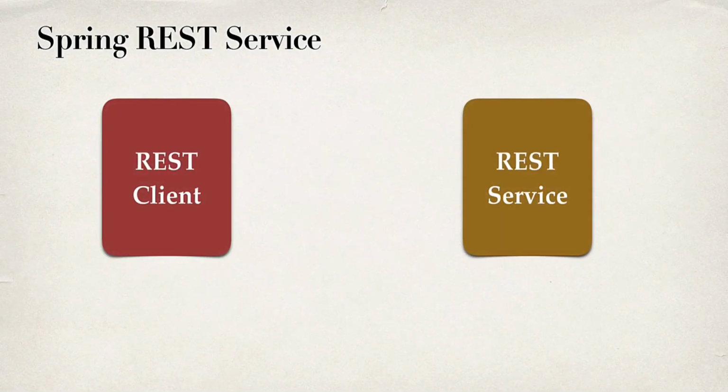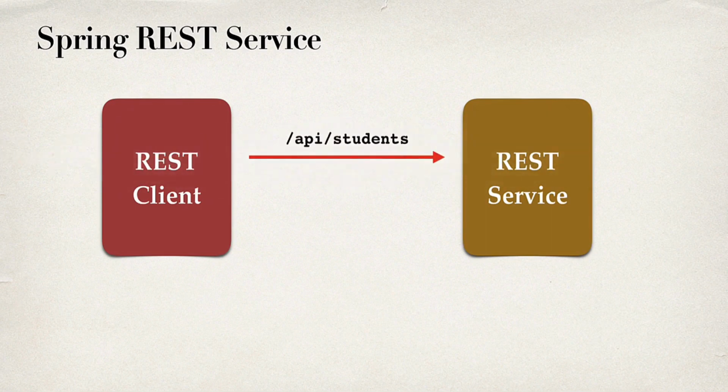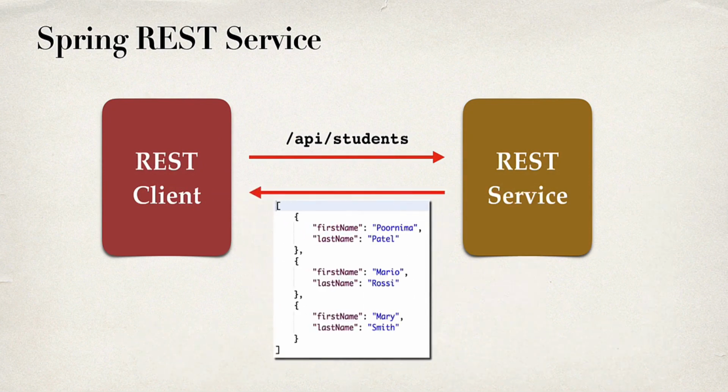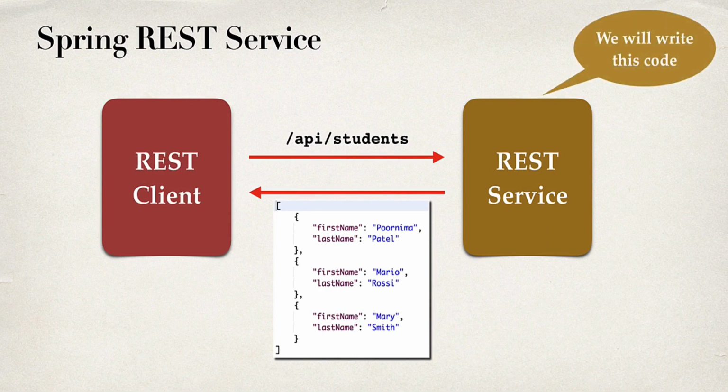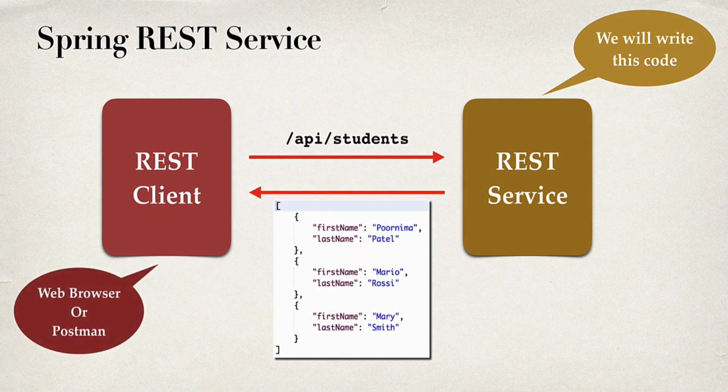We'll have our REST client, and then over on the right-hand side, we'll have our REST service. We'll access this request mapping /API/students, making a GET request, and then this will return a list of students as JSON. And then we'll actually write the code for the service over the next set of videos. And for the client, we can make use of any client. In this example, a web browser or Postman.